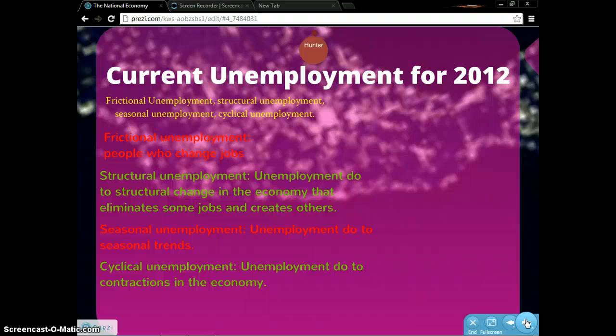Current unemployment of 2012. There are 4 different kinds of unemployment: frictional unemployment, structural unemployment, seasonal unemployment, and cyclical unemployment. Frictional unemployment, people who change jobs frequently. Structural unemployment, unemployment due to structural change in the economy that eliminates some jobs and creates others. Seasonal unemployment, unemployment due to seasonal trends, such as construction workers. And cyclical unemployment is unemployment due to contractions in the economy.